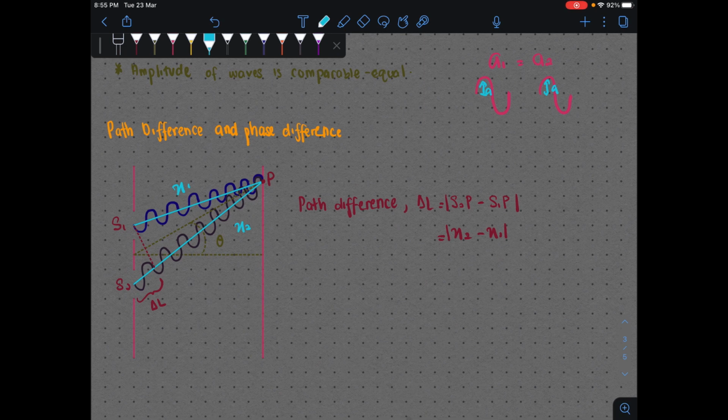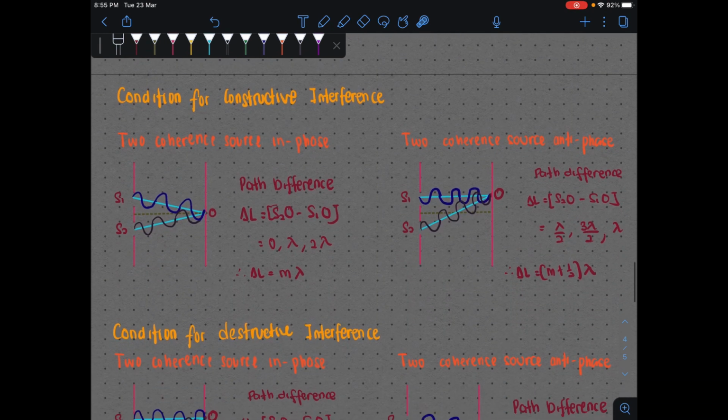So the path difference can also be calculated from here. If you look, this is the right angle triangle here. The length here indicates the path difference between the first source and the second source here. So as you can see, the path difference here is 1 wavelength, the same as what we measured earlier. Besides that, delta L here, the path difference, can be calculated as the distance from S2 to P minus S1 to P, which is X2 minus X1 here.